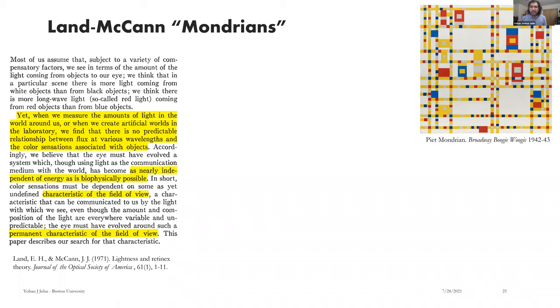And they say something very clear and well written in this case. When we measure the amounts of light in the world around us, or when we create artificial worlds in the laboratory, we find that there is no predictable relationship between flux at various wavelengths and the color sensations associated with objects. So we believe the eye must have evolved a system which, through use of light as the communication medium with the world, has become as nearly independent of energy as is biophysically possible. That's great. That's just a perfect way to summarize what it is we're trying to say. We need to not rely on energy as much as we can. In short, color sensation must be dependent on some as yet undefined characteristic of the field of view.